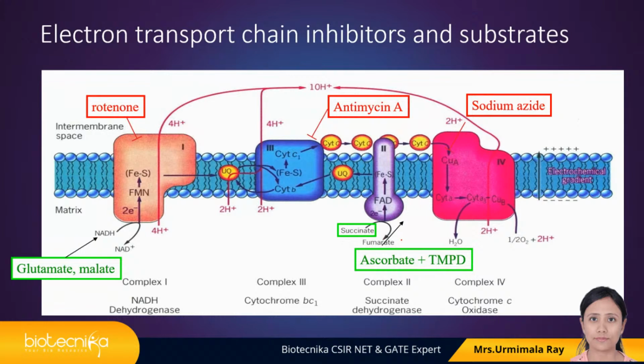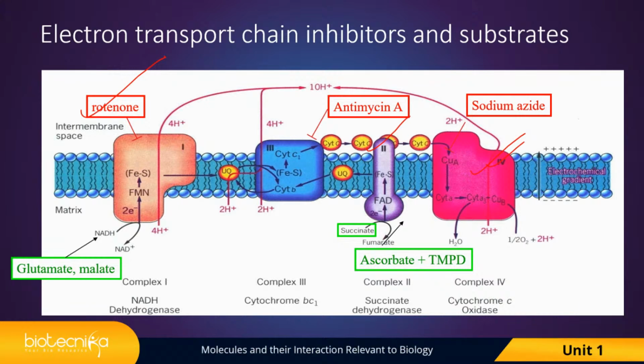Now these are your inhibitors and these are your substrates. You need to learn them. For example, rotenone inhibits complex 1 along with amytal. Then complex 2 is blocked by antimycin. Complex 3 is blocked by antimycin. Complex 4 is blocked by cyanide. Then carbon monoxide is there. Remember, all these are blockers of complex 4. Even azide. These are all blockers of complex 4.